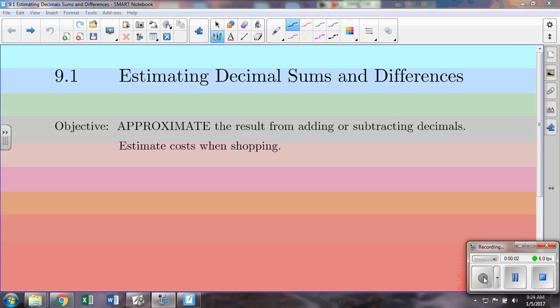In this lesson, we're going to work on estimating the sum and difference of decimals. Basically, we just want to accomplish our objective. We want to approximate, not get an exact answer, but just ballpark, approximate the result from adding or subtracting decimals. And of course, we want to be able to do that so that we can estimate costs when we're shipping or when we're shopping.